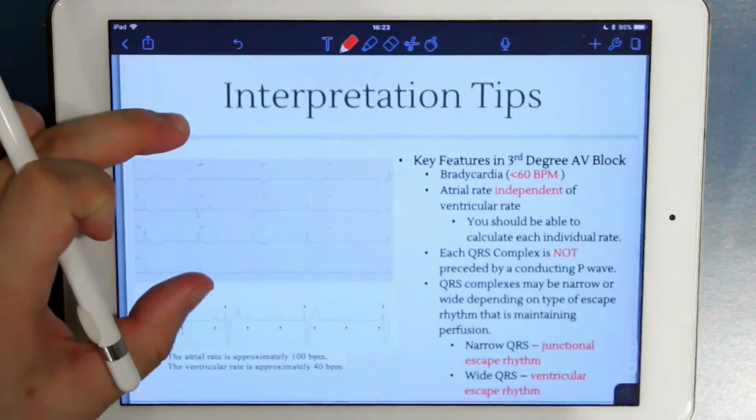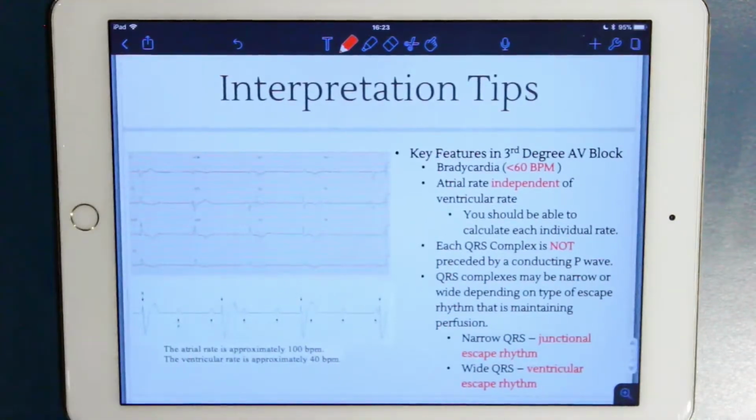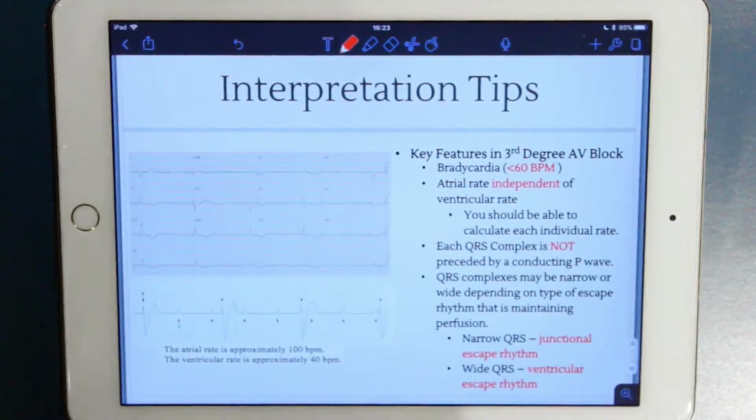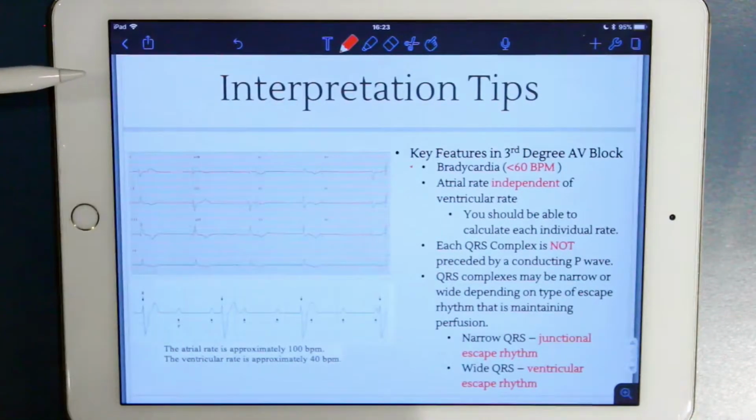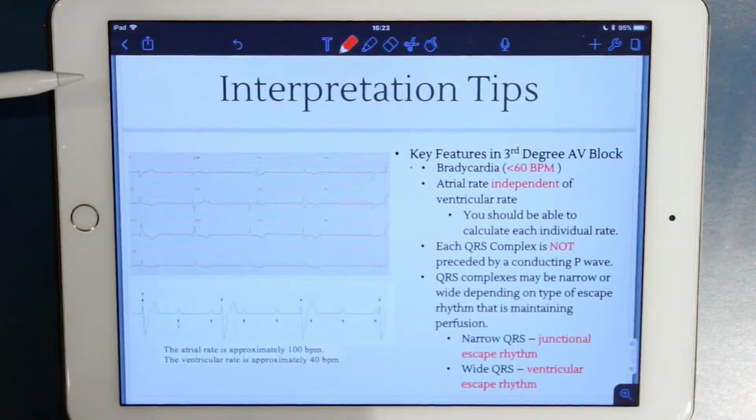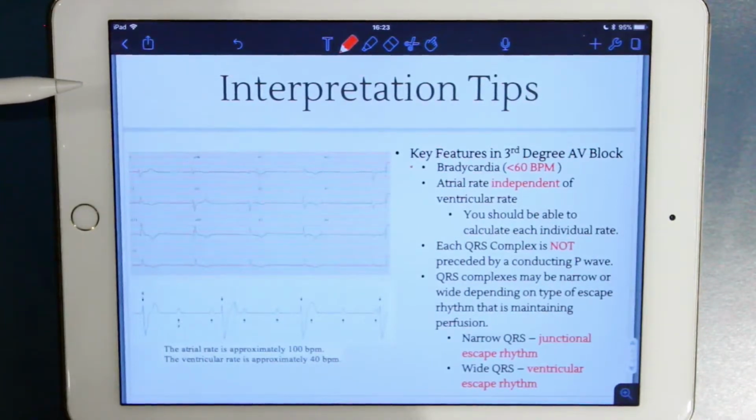So what are some interpretation tips when faced with a patient that you suspect has third degree AV block? They'll often be in bradycardia, therefore less than 60 beats per minute. They will have a different atrial rate to ventricular rate, and those will be independent of one another. Each QRS complex is not preceded by a P wave, and the QRS complexes may be narrow or wide depending on where the escape rhythm is coming from. If it's junctional escape, the QRS will be narrow. If it's ventricular escape, the QRS will be wide.